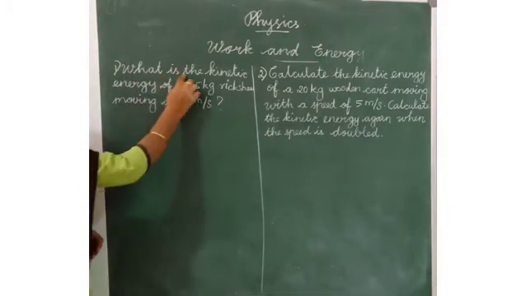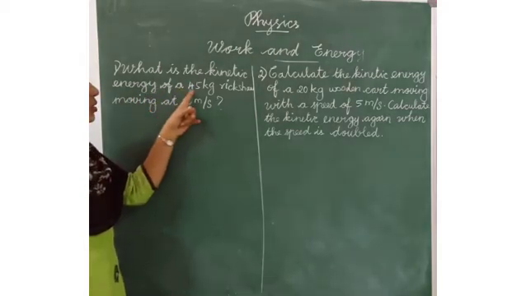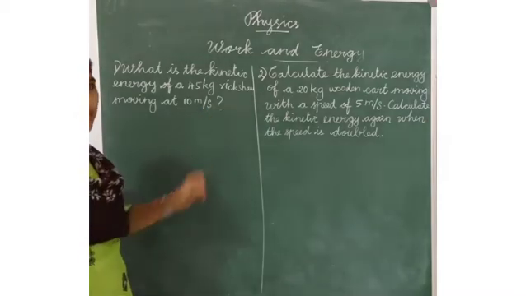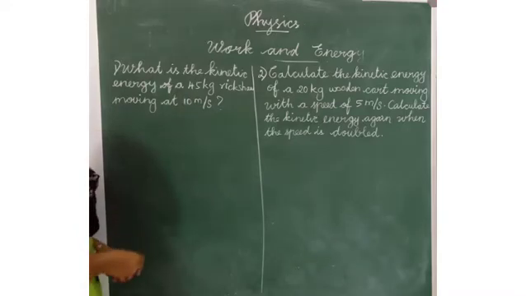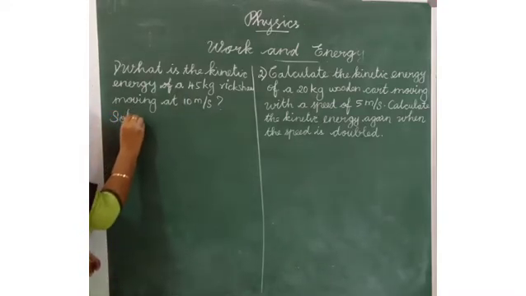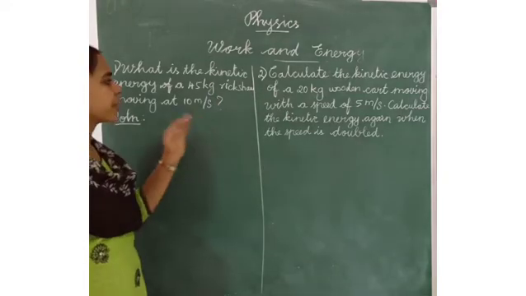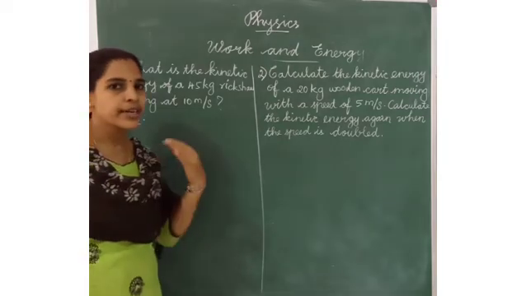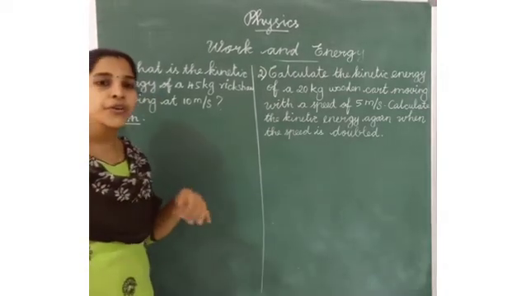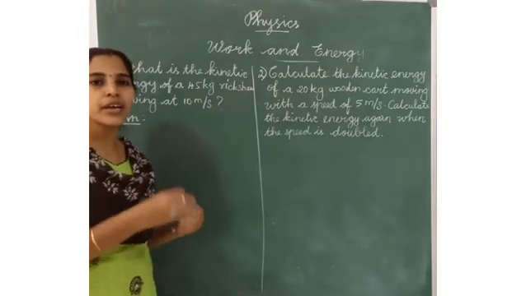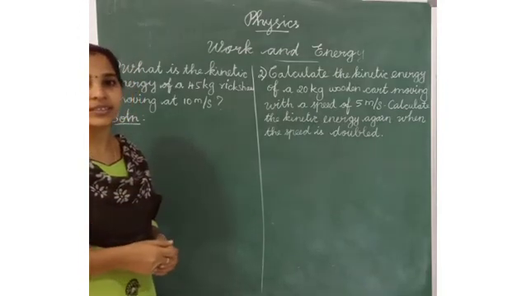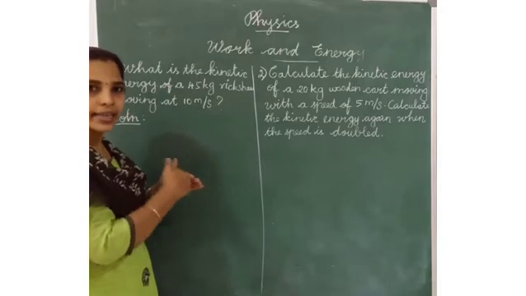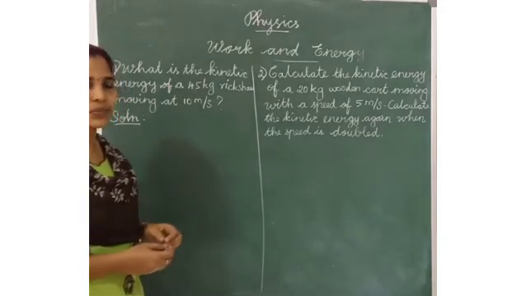First question. What is the kinetic energy of a 45 kilogram rickshaw moving at 10 meter per second? Now we have to find the kinetic energy. Solution. When you are doing any problem, first write the formula. In the term 1 exam, many of you didn't mention the formula and only wrote the answers. Don't write like that. You should mention the formula, then substitute the values and write the answer, step by step.